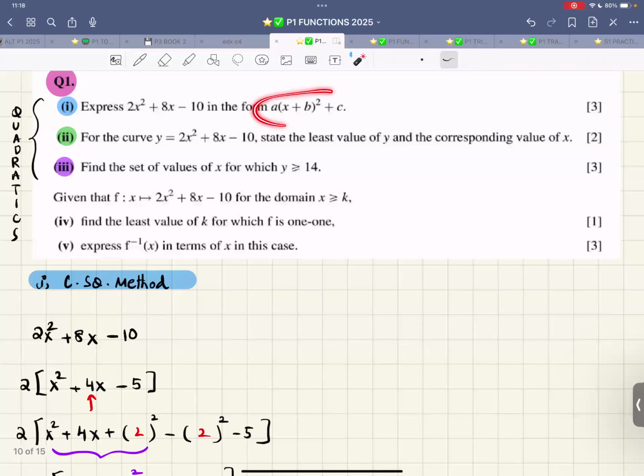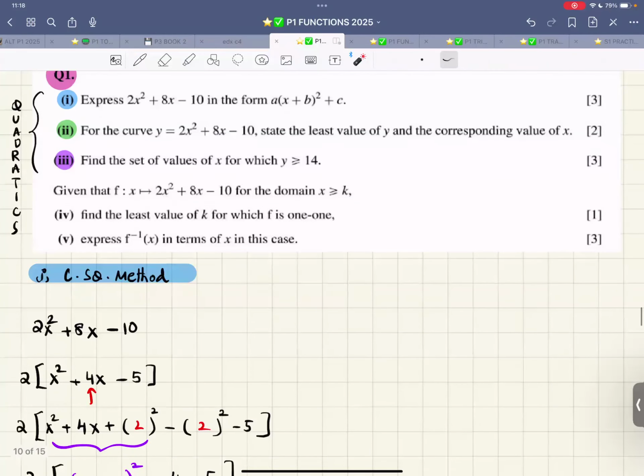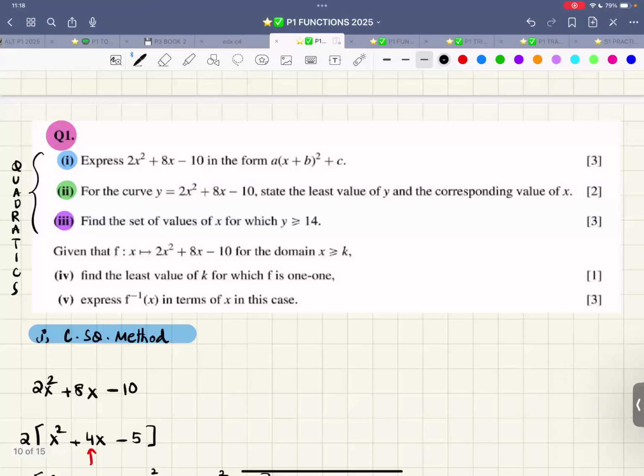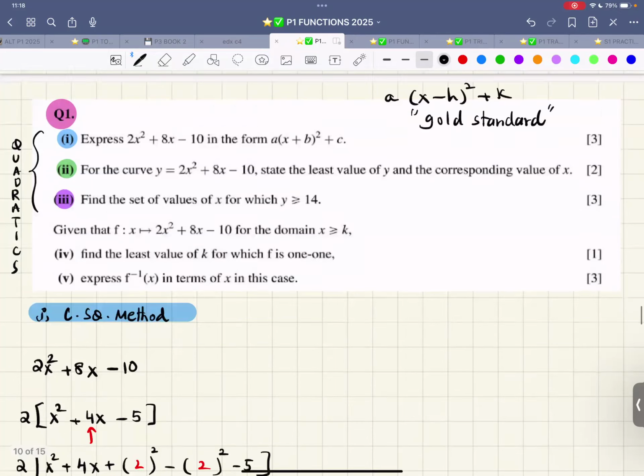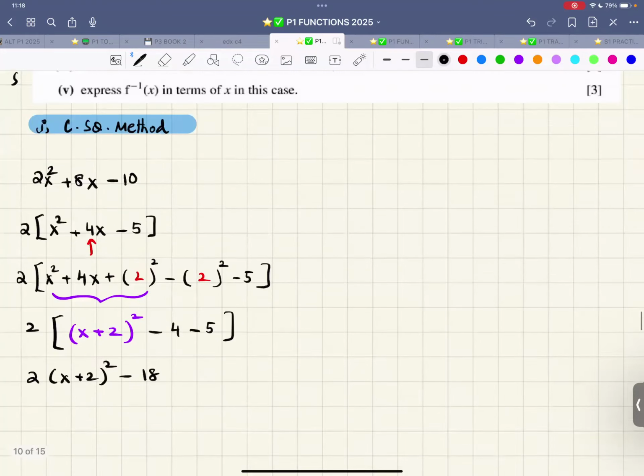Now be very, very vigilant. They are not asking us the value of a, b, and c. They're asking us to write in this form. Always remember that our gold standard for the completing square method is a times x minus h whole square plus k. That is the gold standard by which we will judge everything for stationary points and the shape of the graph and all these things. So now this is part 1.